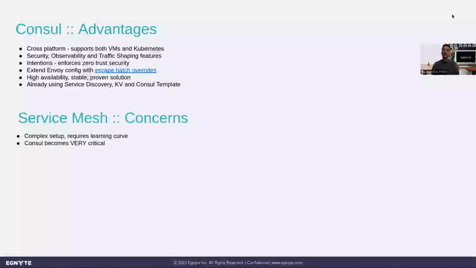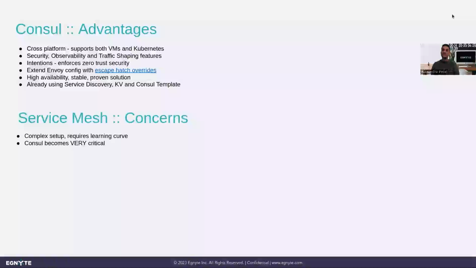So why Consul and why not any other service mesh solution? The primary advantage we get from Consul is that it is cross-platform, in that it supports both VM and Kubernetes. And here at Ignite, we have workloads running both on virtual machines as well as Kubernetes. So Consul gives us a unified service mesh that covers both these platforms together. Also, Consul covers all the important service mesh features in terms of security, observability, or traffic shaping.